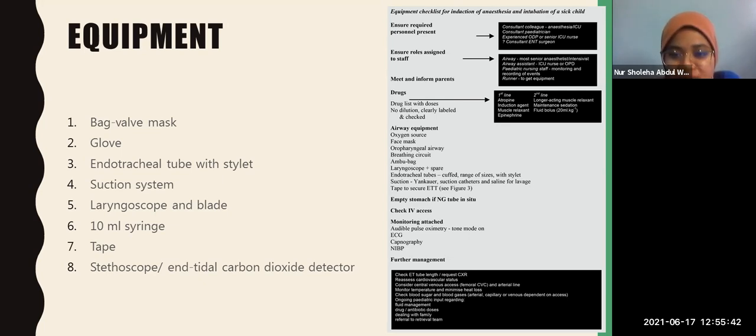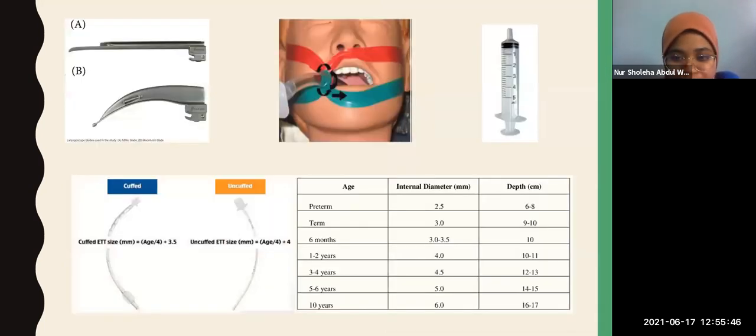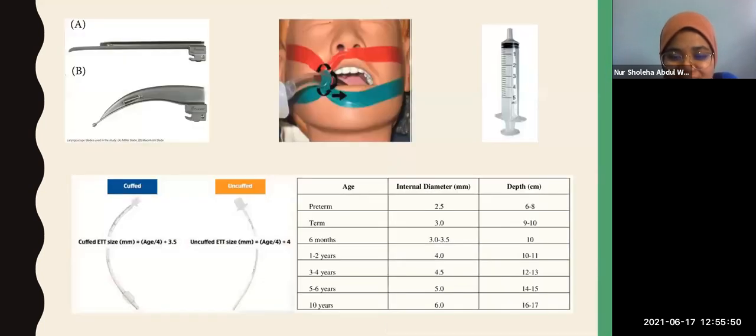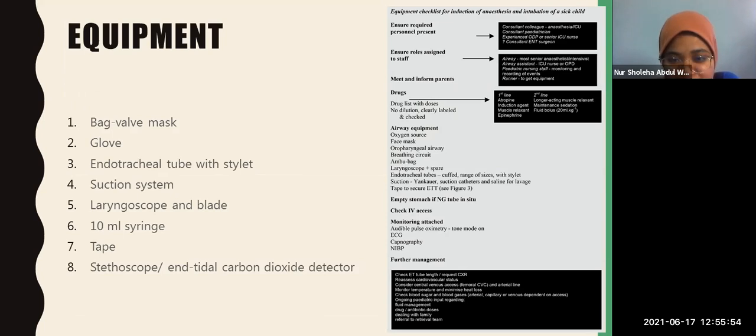There is a picture after this which shows the difference between the cuffed and uncuffed ET tube. Previous slide. Okay, next is the suction system. The fifth equipment, laryngoscope and blade. As we know, there are two types of laryngoscope: the Miller or the straight blade, and also the Macintosh, the curved blade.